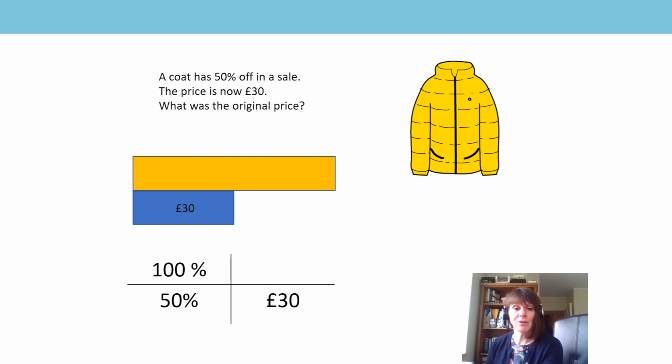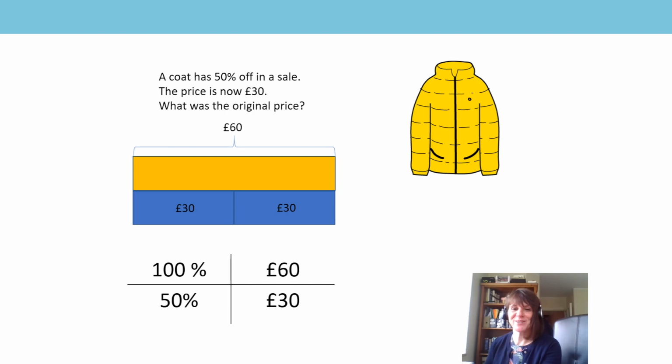In order to work out the original price, well, I can just double that, can't I? Because two lots of 50% equals 100%, two halves equals 1, and that's going to equal £60. The original price was £60.